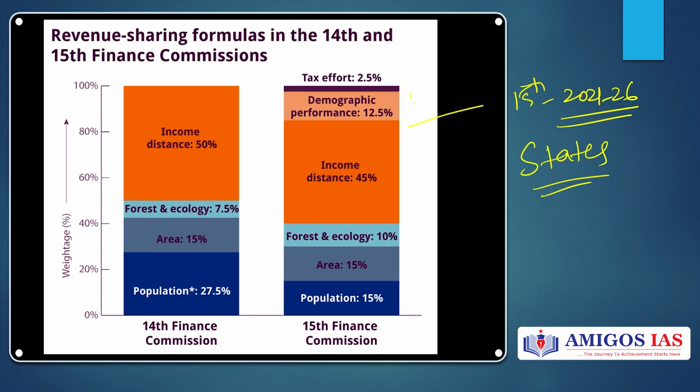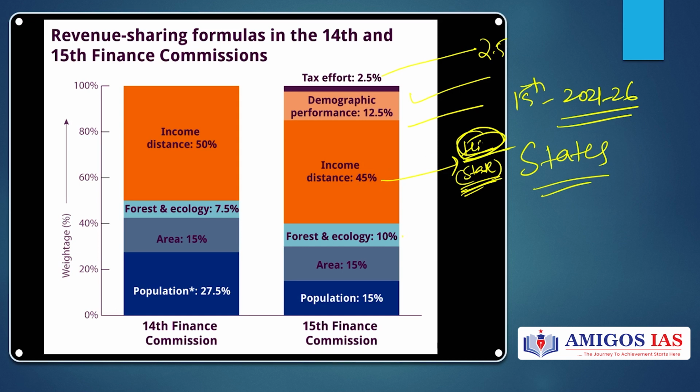Demographic performance 12.5%, efforts for collecting tax 2.5%, income distance means what? The income of a particular state, as a ratio of the state with the highest income, the reference state. For example, Telangana state income, how much is its per capita income and GDP, and what is the GDP of the state with the highest GDP in India. This is the ratio which we call income distance. So mostly it's about per capita income.